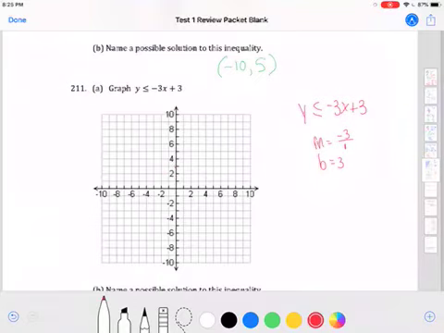That means I'm going to start graphing on my y-axis at +3, and I'm going to rise down 3, and I always run right. So down 3, right 1, down 3, right 1, down 3, right 1. When you can't do that anymore, you're going to go up 3, left 1.